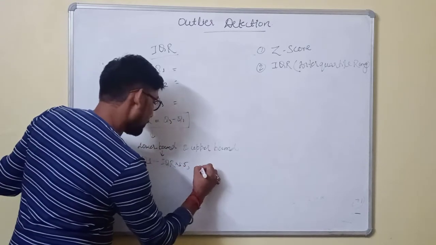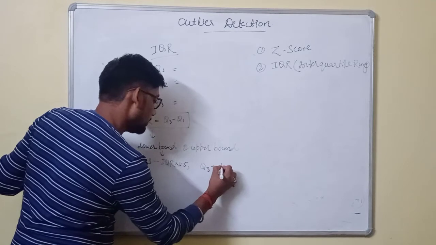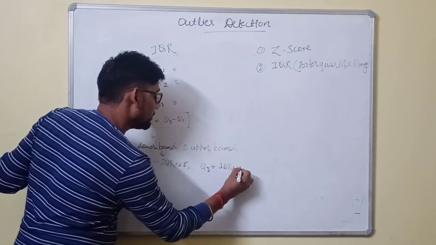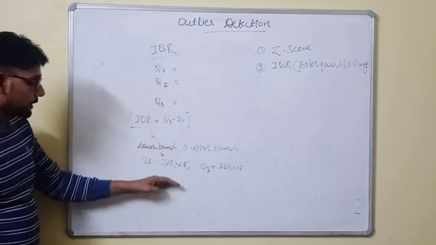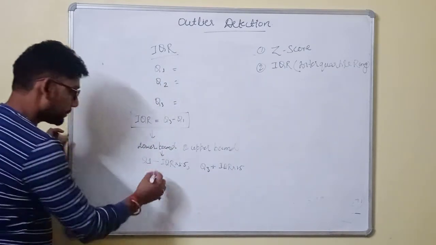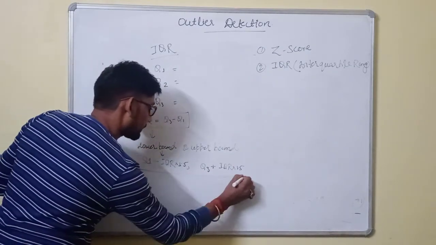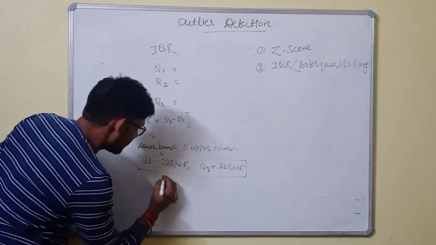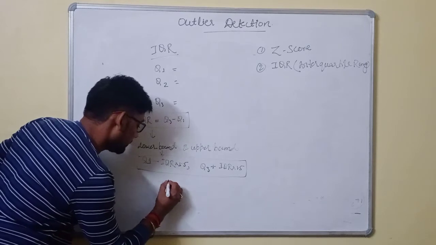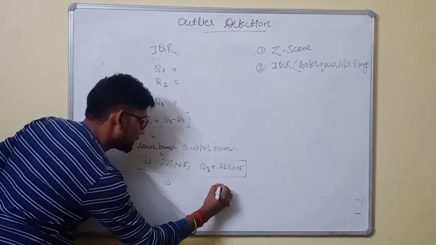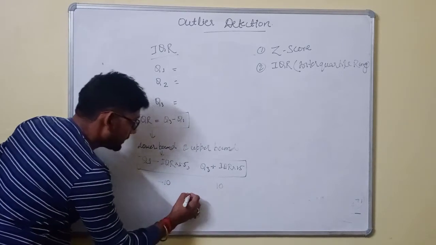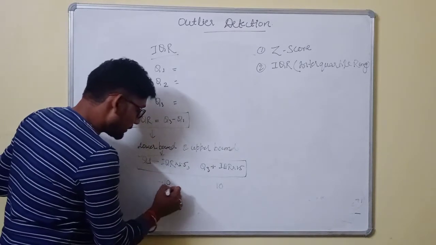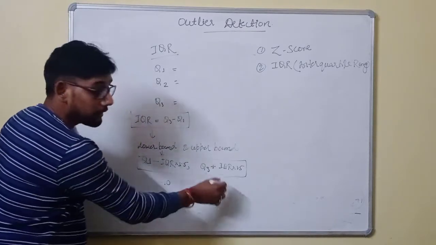And upper bound is Q3 plus IQR value into 1.5. So this will be the upper bound. Suppose this is the upper and lower bound, and suppose the lower bound is minus 10 and the upper bound is plus 10. It means the data should lie between the lower bound and the upper bound.